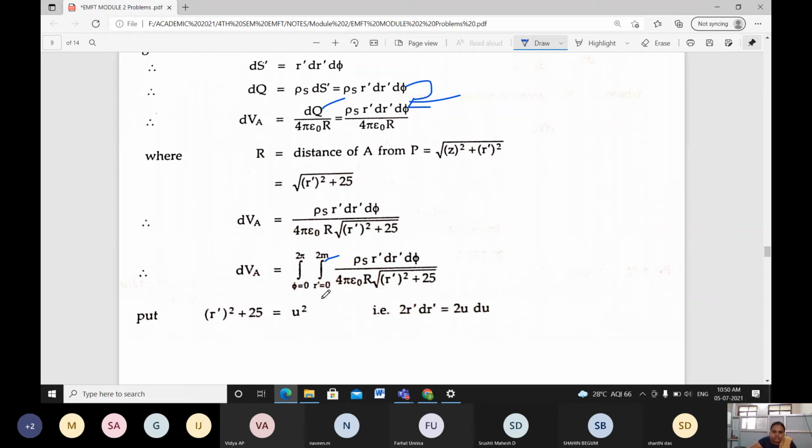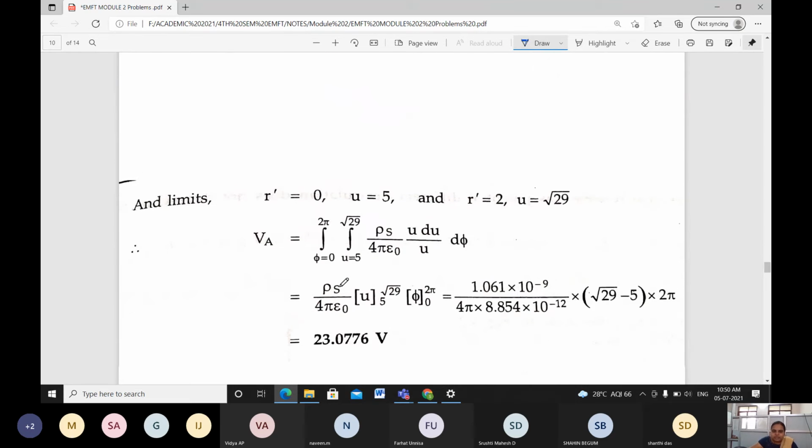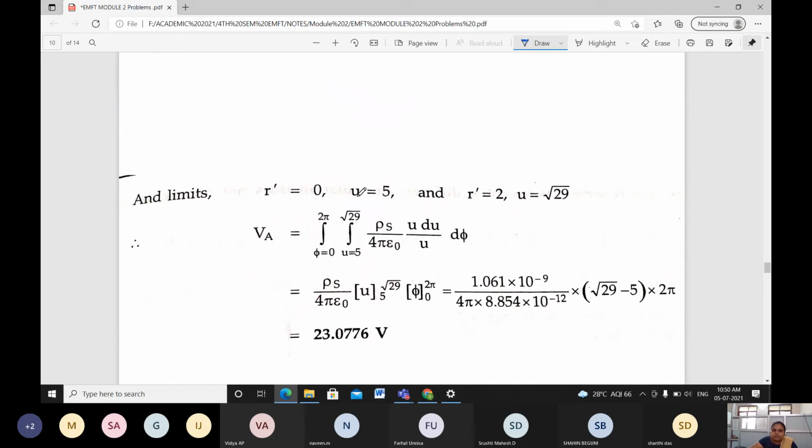Then what is taken here? R dash square plus 25 is taken as u square. Therefore, going on solving, you will get 2r dash dr dash equal to 2u du. These simple things you will know by using integration, and you can make the modifications accordingly. When r dash is 0, u is 5. When r dash is 2, u is the square root of 29.